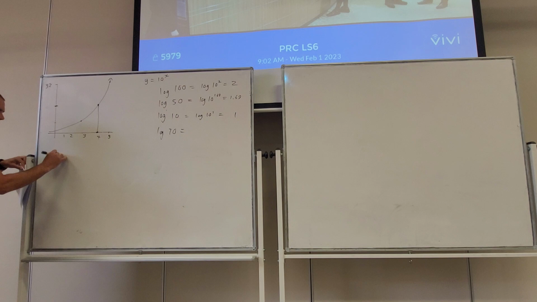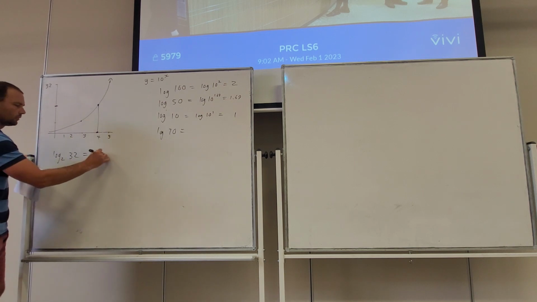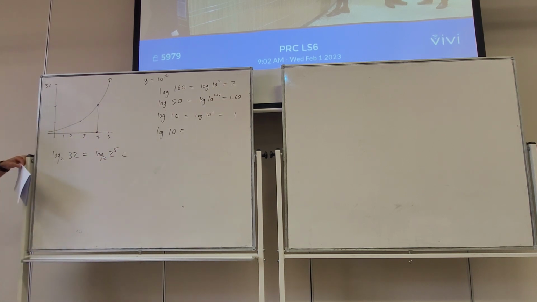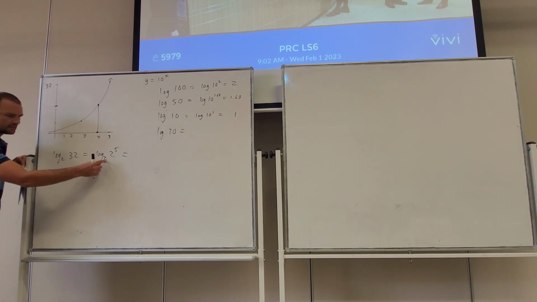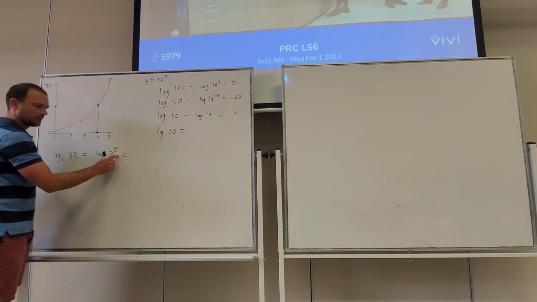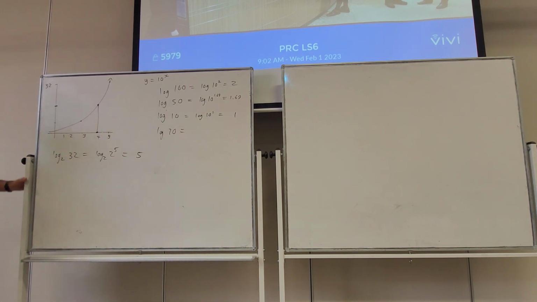But if we have log in base 2 of 32, all right, we want to express that as a single power of 2. We'll have log in base 2 of 2 to the power of 5. Okay? Because this is the base of the logarithm, this is what we have to express the number in there as a power of 2. So that's going to simplify to 5.